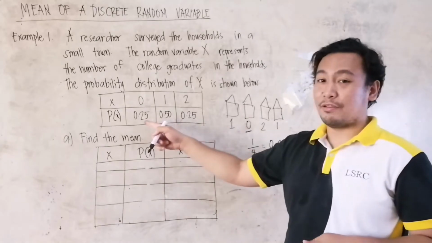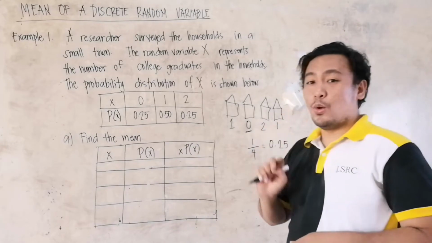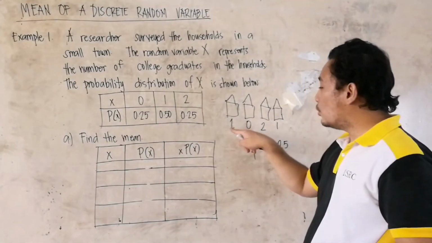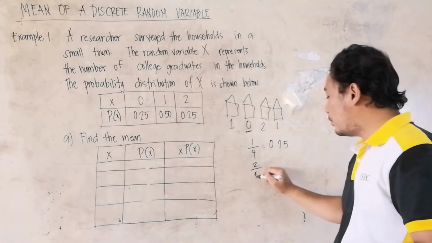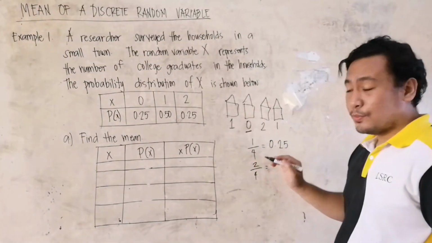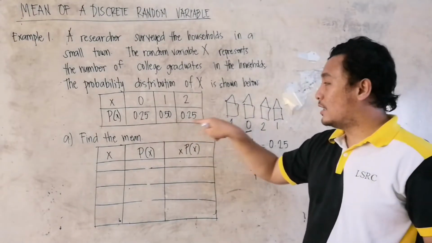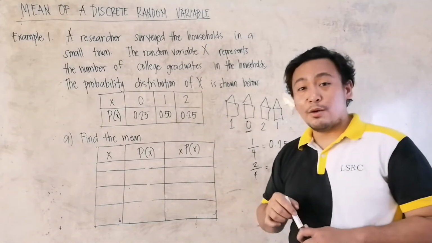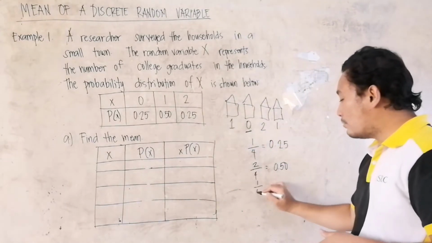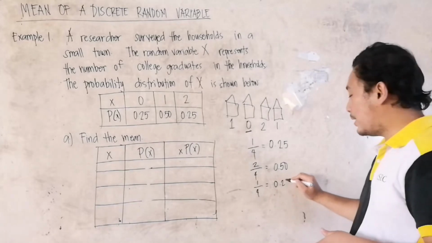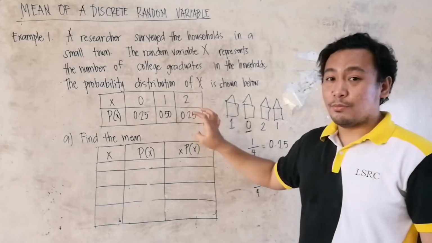Kaya merong 0.25 dyan. So 1, ilan ba yung dyan? Ilang households ang 1 ang graduates? So we have 2, 1, and then another 1. So we have 2 over 4. And 2 over 4 is equal to 0.50. That's why we have 0.50 here. Next is, ilan dyan yung dalawa yung college graduate? We only have 1. So this is equal to 1/4 or equal to 0.25. O ganyan yung nangyari sa survey. Kaya we have this distribution table.